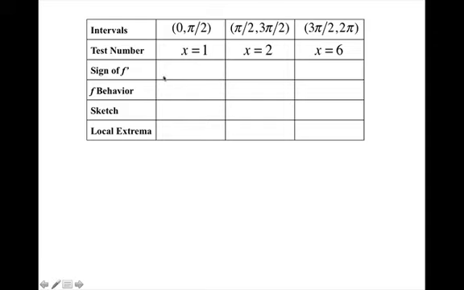When I do that, I only care about the sign. So from 0 to pi over 2, I get a negative value. From pi over 2 to 3 pi over 2, I get a positive. And from 3 pi over 2 to 2 pi, I get a negative. So this tells me that the graph is decreasing, then increasing, then decreasing. So if I was to sketch this, the graph decreases, then turns and increases, and then turns and decreases.